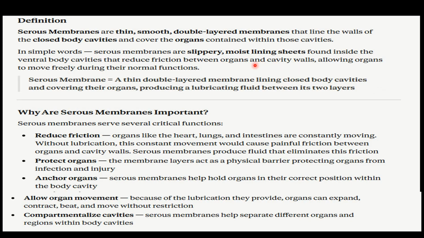Here you can see I have noted down a couple of points that will help us understand its importance. The first point says reduce friction. Yes. Organs like the heart, lungs and intestine are constantly moving, and without lubrication this constant movement would cause painful friction between organs and the cavity wall. Serous membrane produces fluid that eliminates this friction, which helps them move freely and constantly.